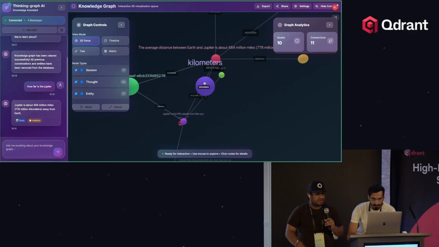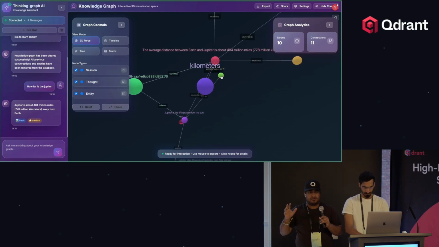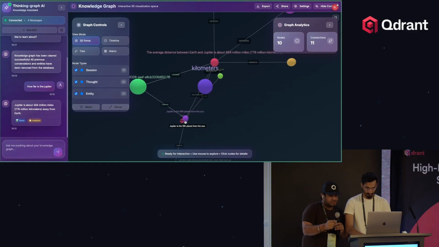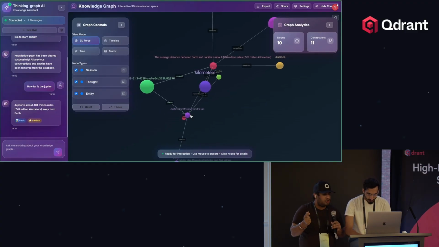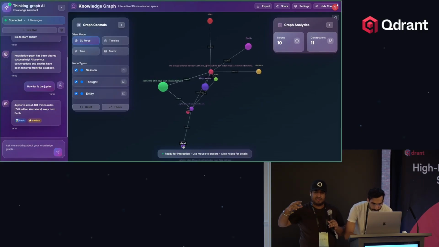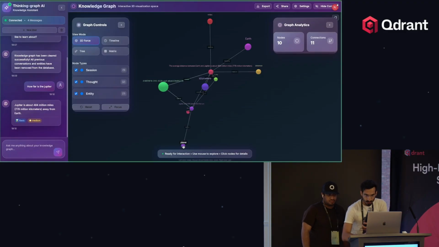So for this query, as we know, planets are always revolving, and there's no fixed distance between Jupiter and Earth. So it thinks it over and works out the average distance between Earth and Jupiter. It also takes into consideration how far Jupiter is from the Sun. Then it calculates based on that. So you could see the steps it took.